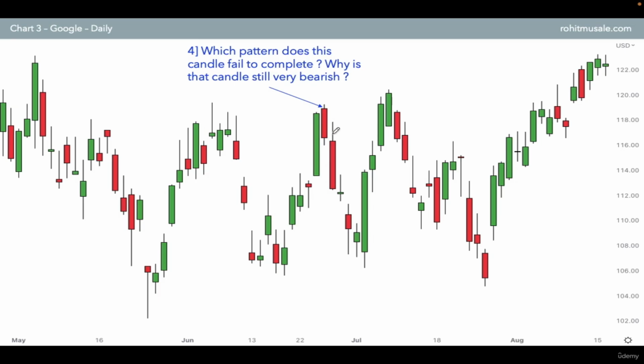This candle indicates that the bulls were not able to keep the price above that resistance level. So it's a failure of the bulls, which is a victory for the bears. And you see what happens to the price next. That's why that candle is still very bearish. That is the reason why I asked you that question.